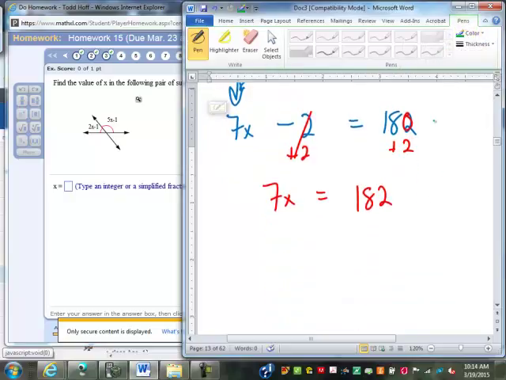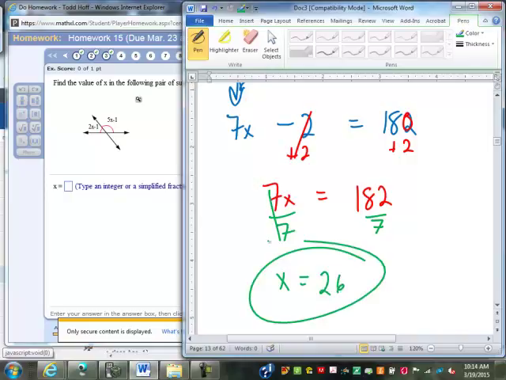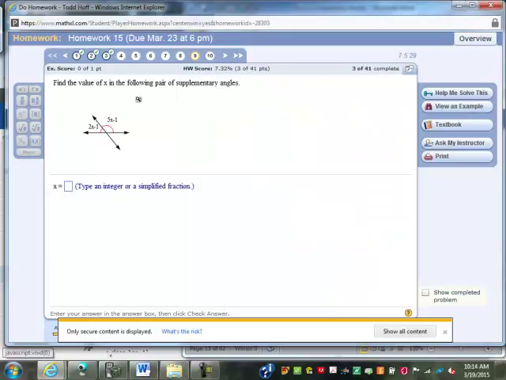Then what? Divide by 7. So x equals 26. So we're all done, right? Well, it does ask what's x. So 26. That's all it asked for. It didn't ask for the angles. So you've got to be careful to make sure you know what it's asking for.